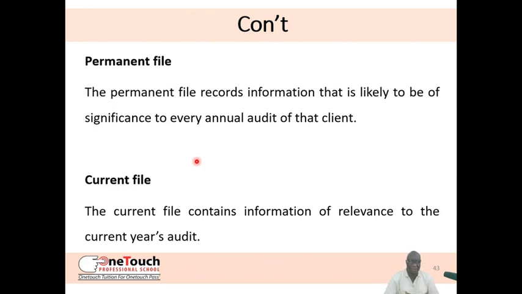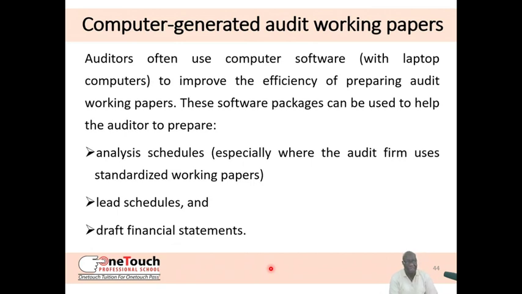Audit files are divided into two, as I told you already: the permanent file and the current file. The permanent file records information that is likely to be of significance to every annual audit of that client. So any information that will be relevant today, tomorrow, and the next day goes into the permanent file. Any information that relates only to this year goes into the current file. The current file contains information of relevance to the current year's audit. Computer-generated audit working papers are also another area. Auditors use computer software on their laptops to improve the efficiency of preparing audit working papers. These software packages can be used to help the auditor prepare analysis schedules, lead schedules, and draft financial statements.